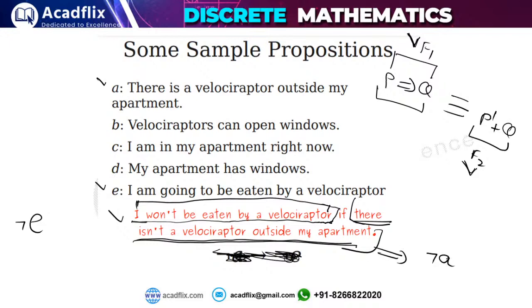Because this is a negation of A, the only thing that is remaining is if. So what should we do?